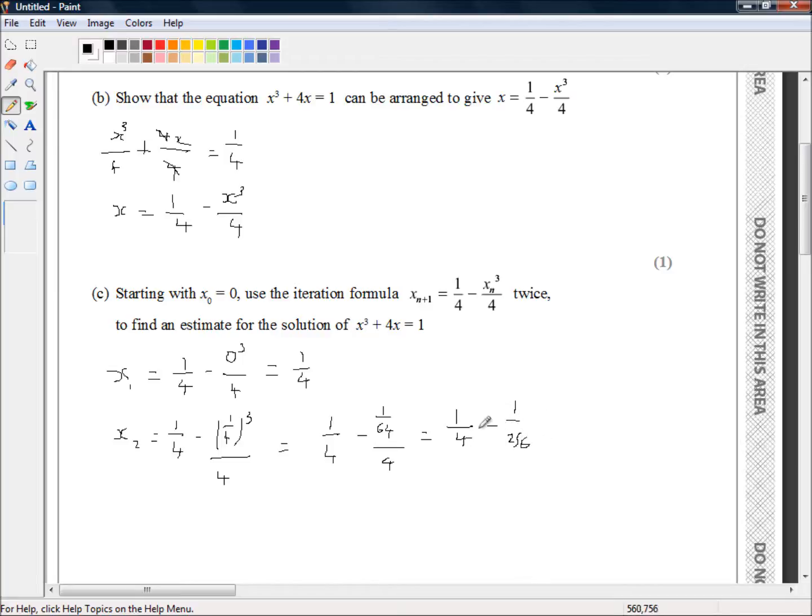Now, to subtract fractions, what we do is make the denominators the same, and then we can subtract the numerators. So to make the denominator the same, we know that if we take 64 and times by 4, we get 256. So if I multiply top and bottom by 64, this is equal to 64 over 256 minus 1 over 256, and that's equal to 63 over 256.